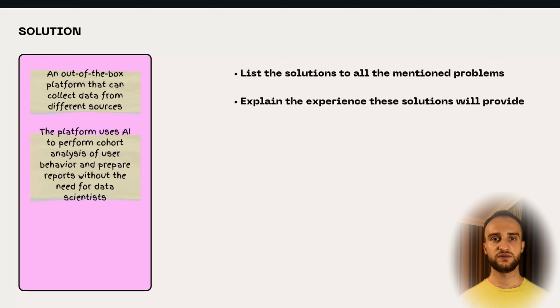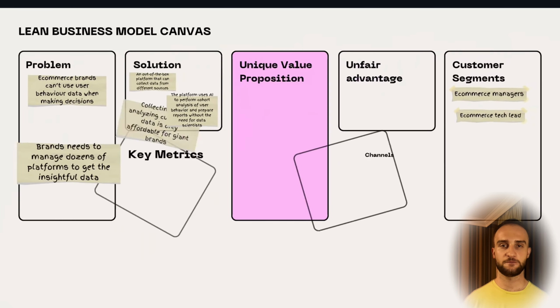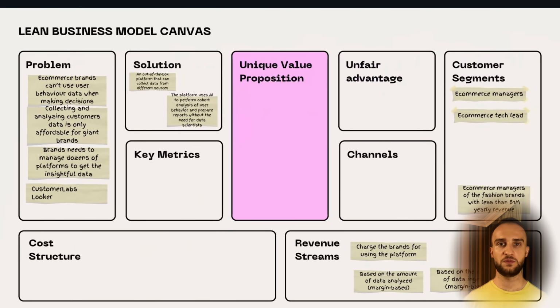So basically we're solving the problem that companies won't need to hire expensive data scientists and development teams to get insightful data. And we're also solving a different problem that forced e-commerce brands to use dozens of different platforms to gain insightful data, by providing our out-of-the-box solution. So our solution is clearly defined, and now we want to figure out our unique value proposition.